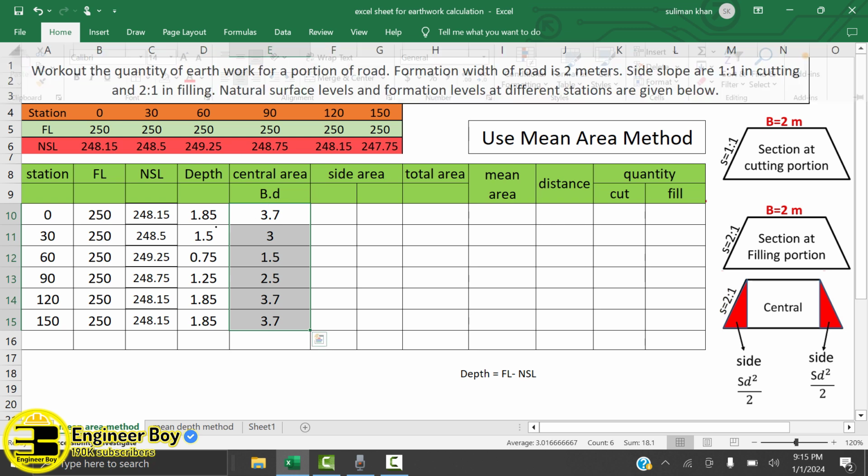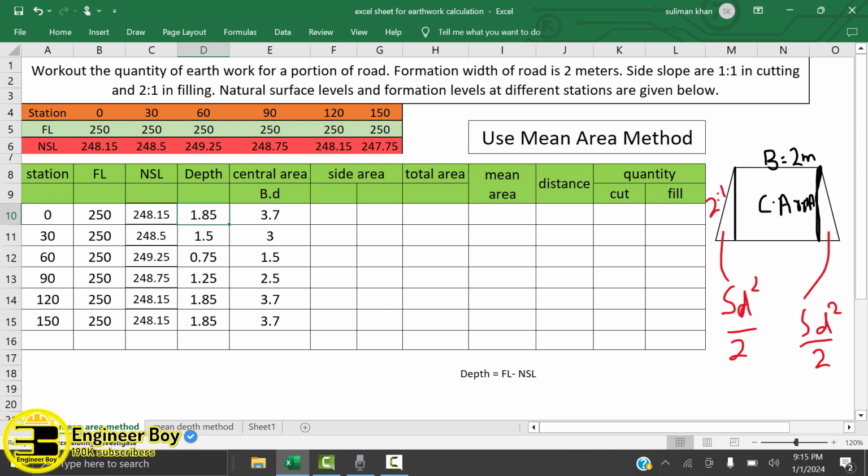If we have depth in minus value, a negative value, that means the formation level is just below the natural surface level, and that time we can have cutting. But this time you can see the positive depth indicates that the formation level is just above the NSL, or the natural surface level. So that means we're going to have filling this time. So side area is sd squared divided by 2 for one side, and sd squared divided by 2 for the other side.